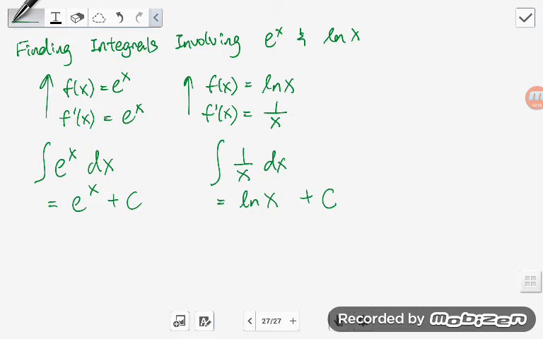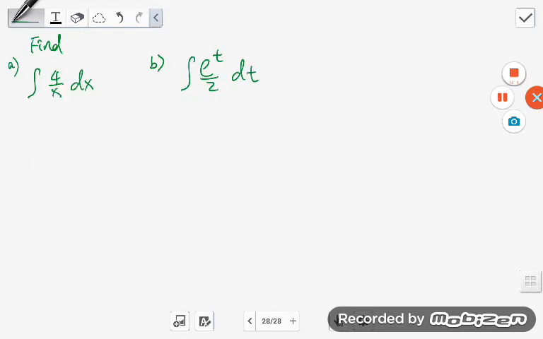All right, I'm going to show you a few examples. Let me go to the next page. I have 2 examples over here. Let's look at A first.